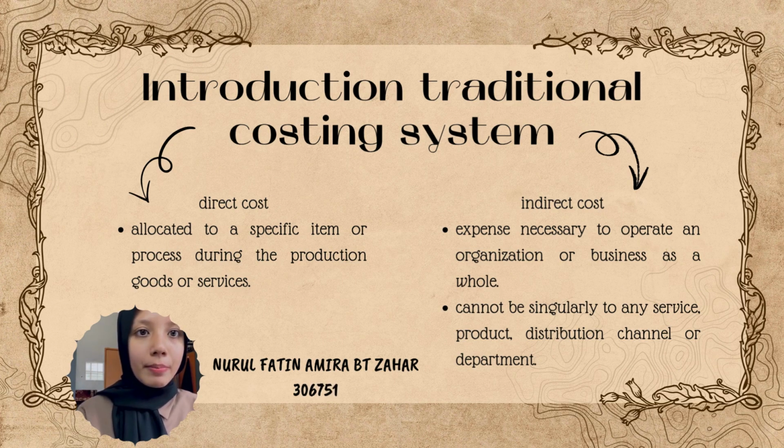So today I will be talking about the introduction of traditional costing system in the history of activity-based costing development and evolution. A traditional costing system is an accounting method that determines product cost by allocating both direct costs and indirect costs to products or services. Direct costs can be allocated to a specific item or process during the production of goods or service delivery.